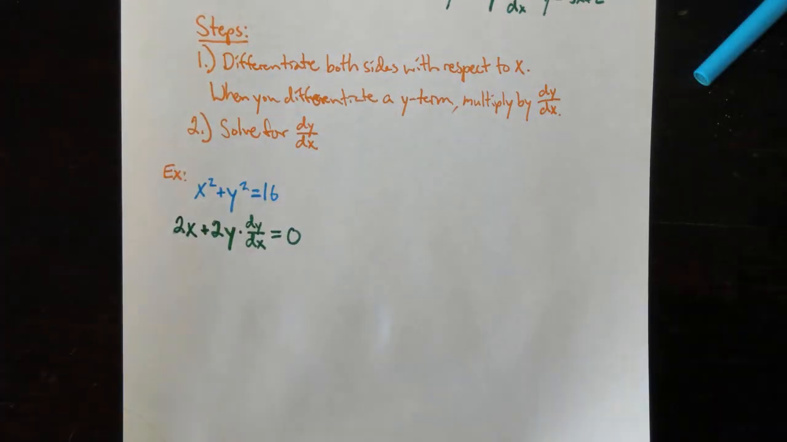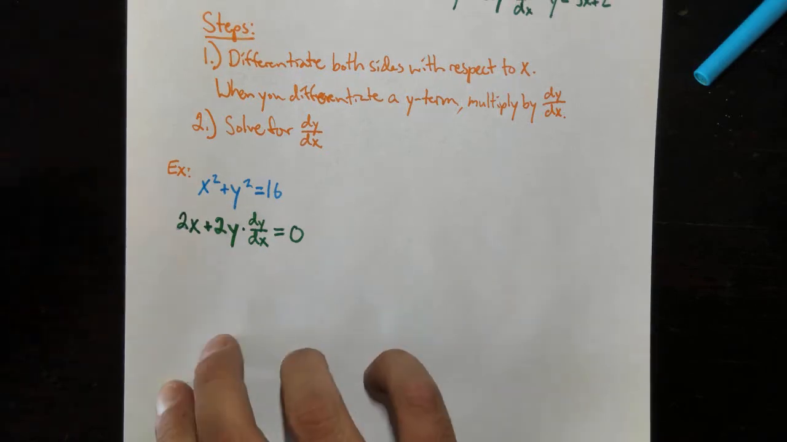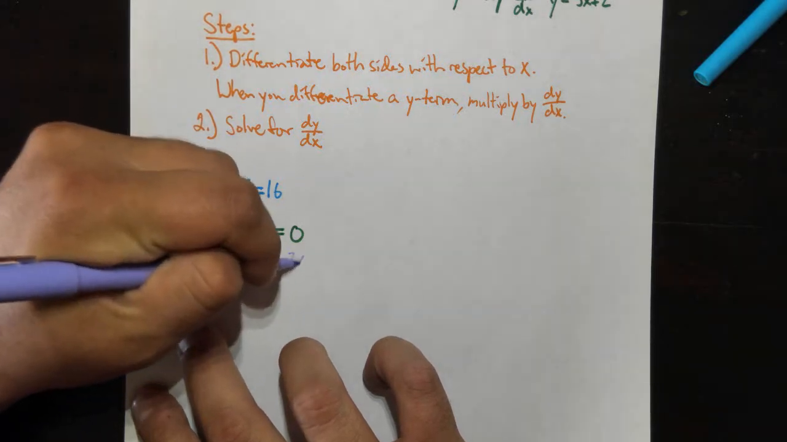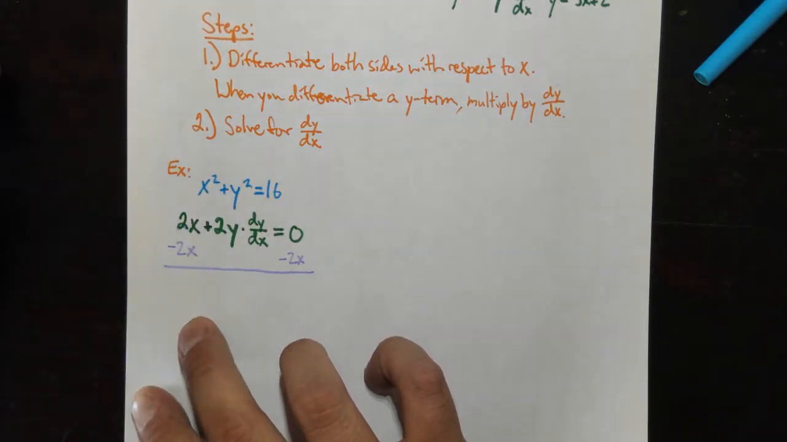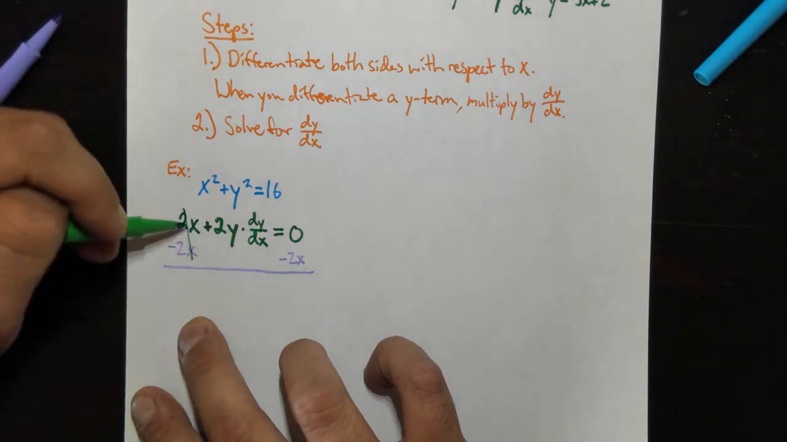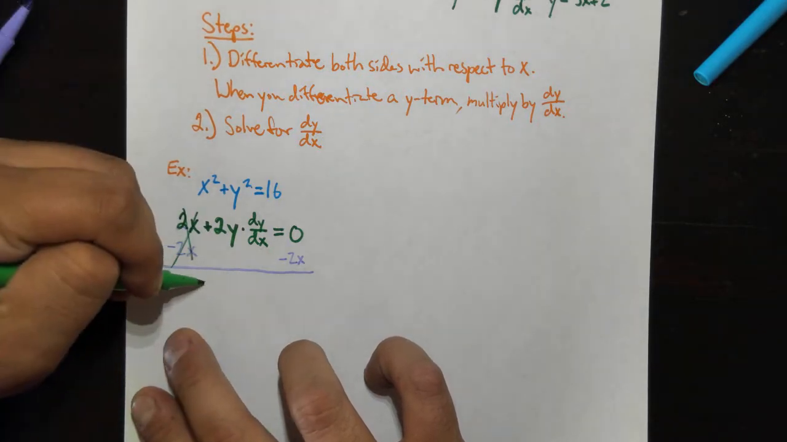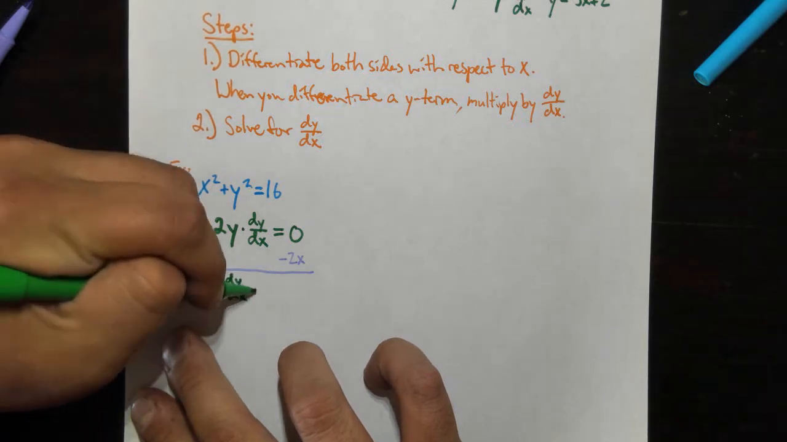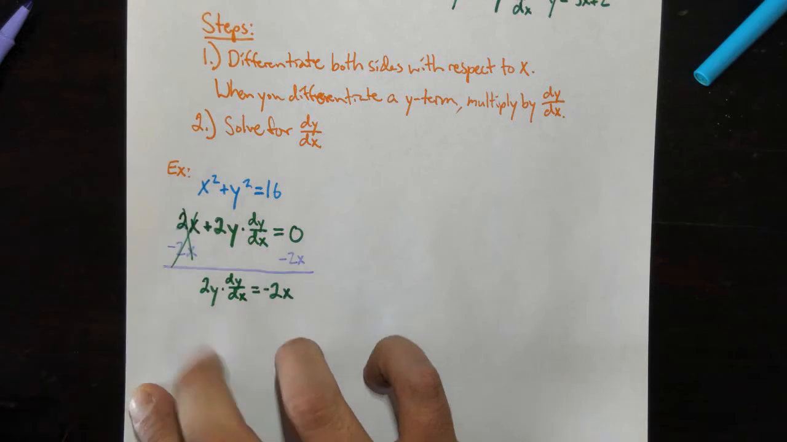So here we have 2x plus 2y times dy/dx equals 0. So now we need to solve for dy/dx. So let's get all of the terms that don't have dy/dx onto one side, which means we're going to subtract this 2x from both sides. So that will cancel. And now we have 2y times dy/dx equals negative 2x.